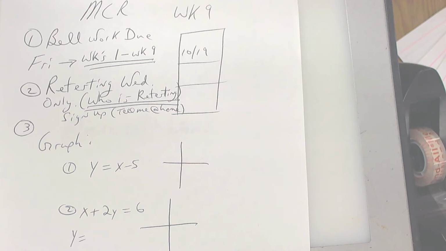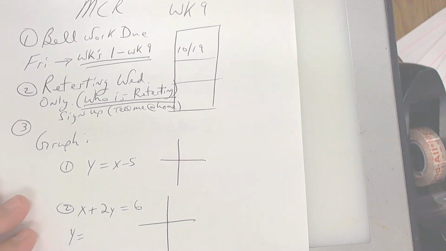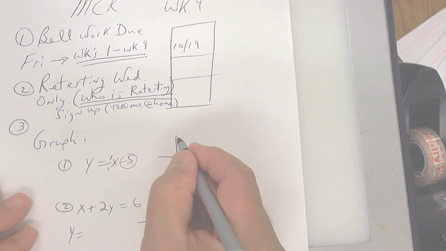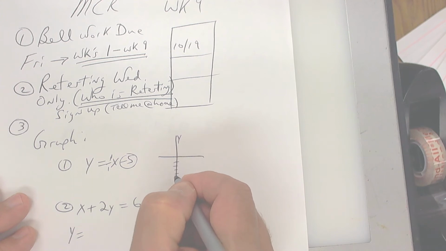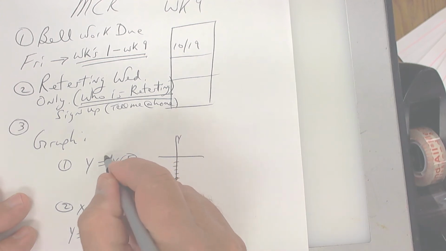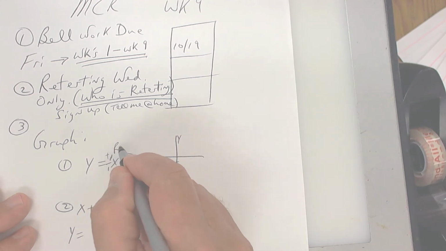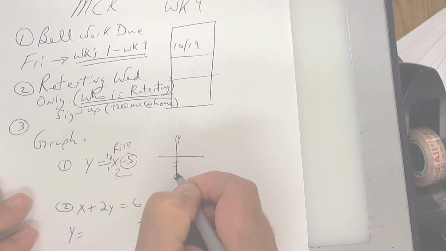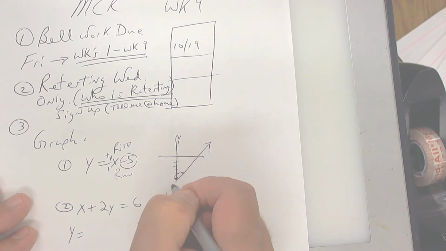This one right here, I want you to graph it. So the y-intercept is -5. This is your y-axis. Put a dot. This is up 1 and then over 1. Remember, it's rise over run. So you rise up 1 and then you go over 1. It should look like this.